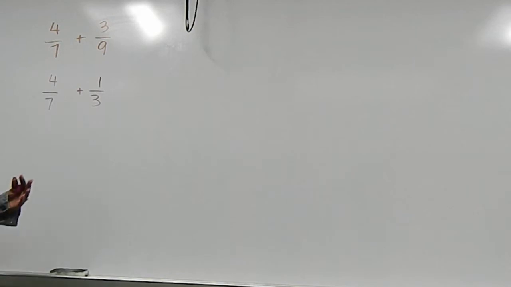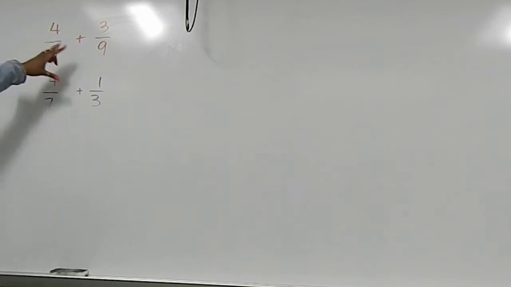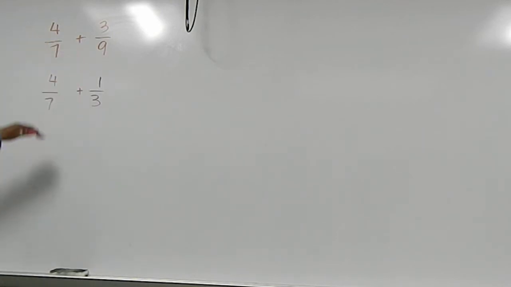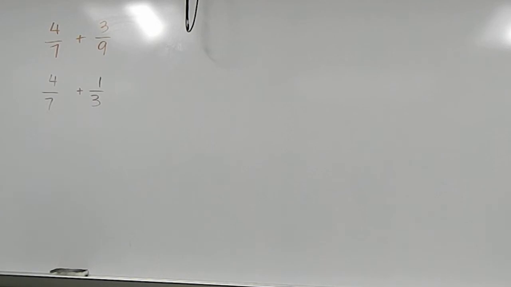Then you don't have to list your factors so much because you already know 7 times 3 is going to be 21. But we'll do both of it up here so you can see, right? So we already determined, I believe last time, we selected 63 as our common denominator.